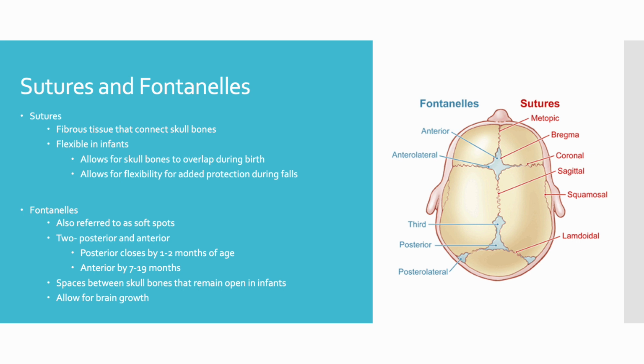Those are openings between the skull bones in infants. So you have a posterior and an anterior one, so one towards the front, one towards the back. The posterior usually closes by 1 to 2 months of age, and the anterior between 7 and 19 months of age. This allows for brain growth and flexibility in the skull that is needed for brain development.